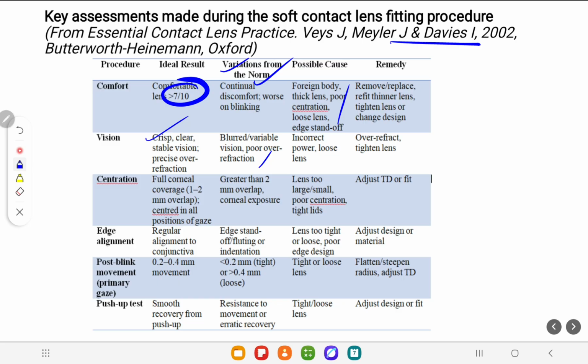So you have to understand centration, full corneal coverage, 1 to 2 overlap, and centration must always be there in all positions of gaze. Yes. What must be the edge alignment? It's regular alignment with the conjunctiva, which is important. What is the movement? Roughly 0.2 to 0.4 mm movement is always the optimum movement.